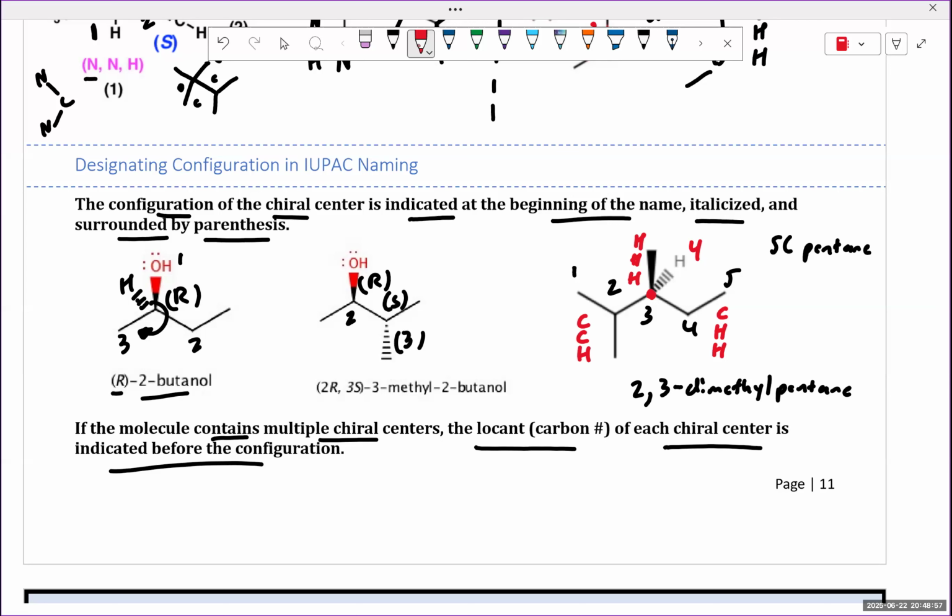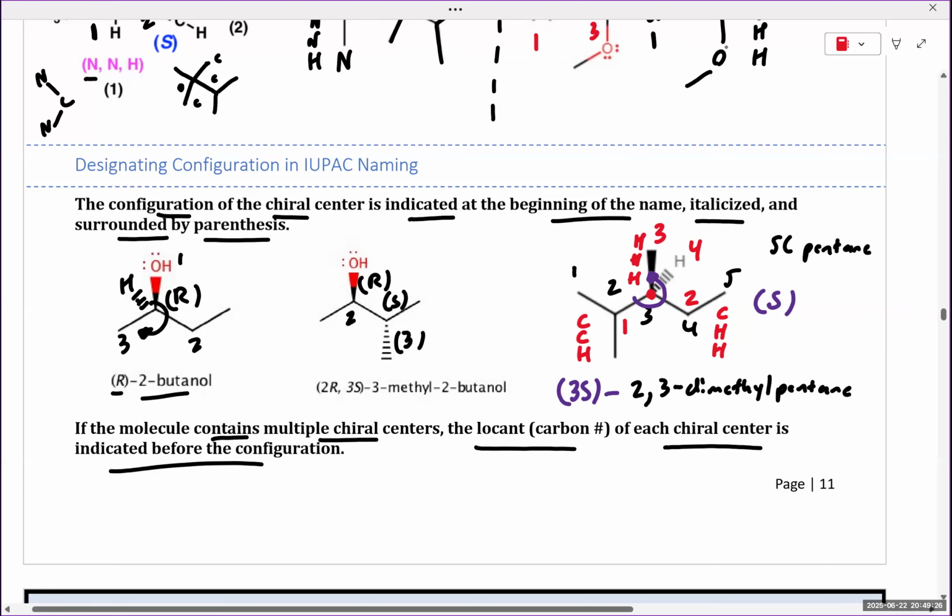So to break the tie, we look at what's attached to those carbons. As we can see, the carbon attached to 2 carbons is the highest priority group. The carbon attached to 1 carbon is the next, and the carbon attached to hydrogens is the lowest. Tracing from highest to lowest priority, that gives us a counterclockwise rotation, or S. So we note this as 3S-2,3-dimethylpentane.